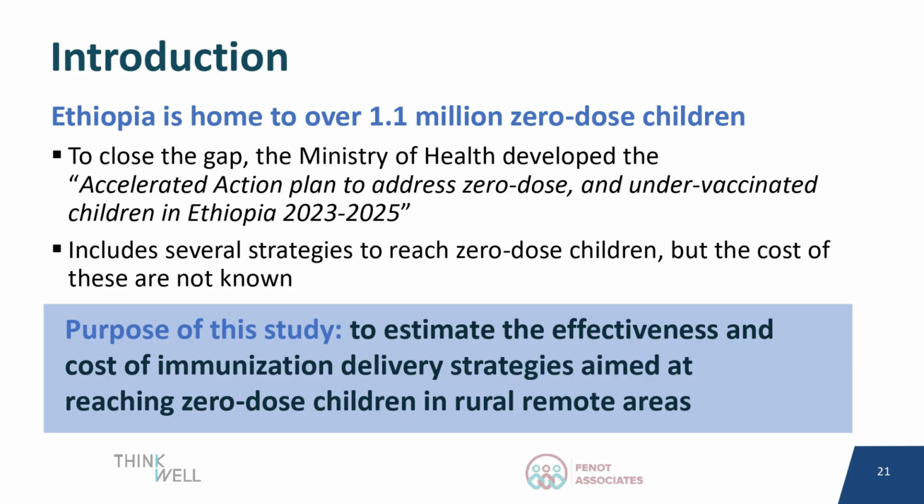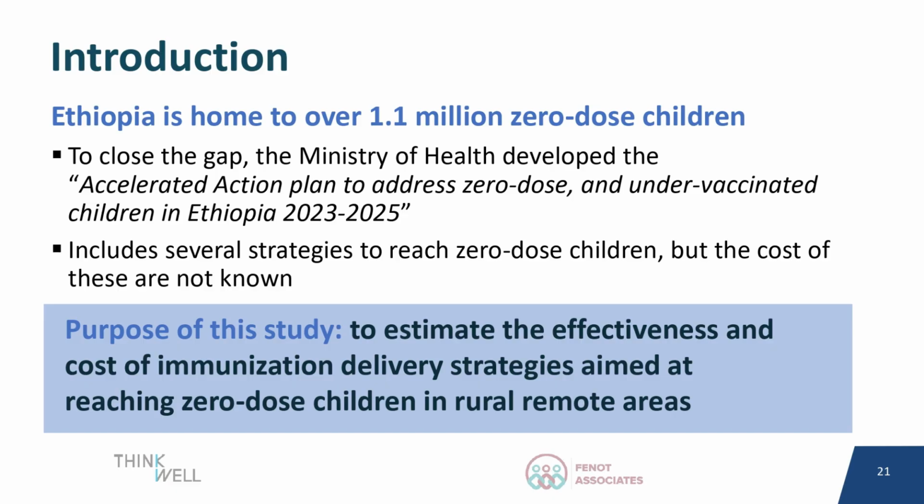So just to give you a quick background, Somali and Afar regions are some of the remotest regions in Ethiopia, and part of the communities are pastoral communities or mobile communities. So this study happened in these regions because zero-dose children are particularly many here. As you can see, Ethiopia has more than 1 million zero-dose children, and the ministry had a strategy, between 2023 and 2025, to accelerate access, and they named it the Accelerated Action Plan to address zero-dose children.